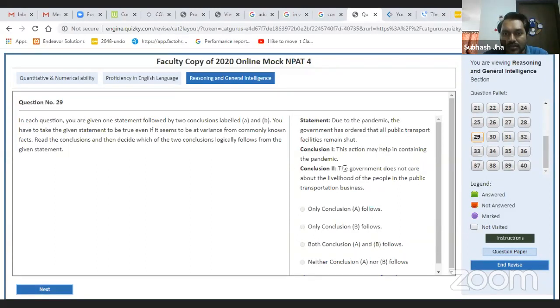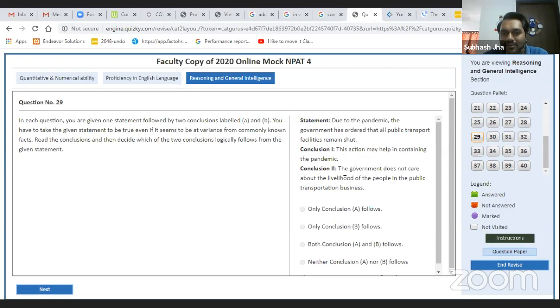If government has ordered to shut all the transport facilities, conclusion 1, these actions may help in containing the pandemic, because government has taken this decision. That will definitely be with the help of the people, because it will really help to stop the spread of the pandemic. So this seems a valid conclusion.